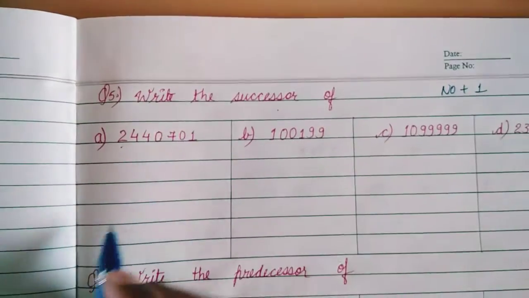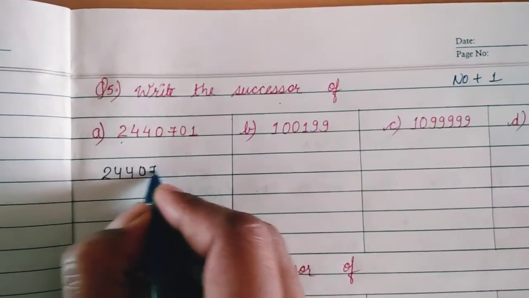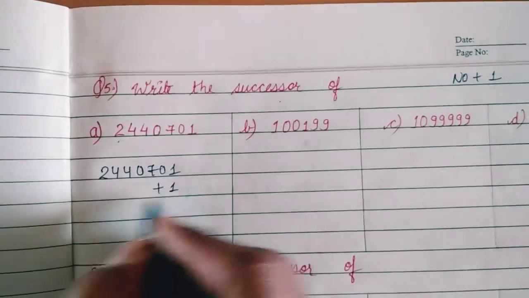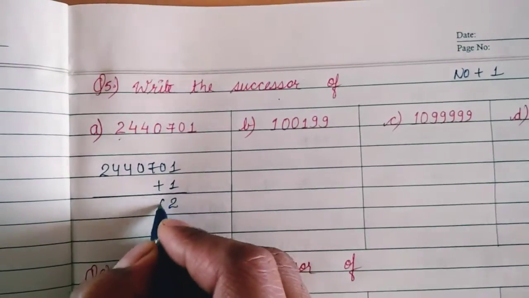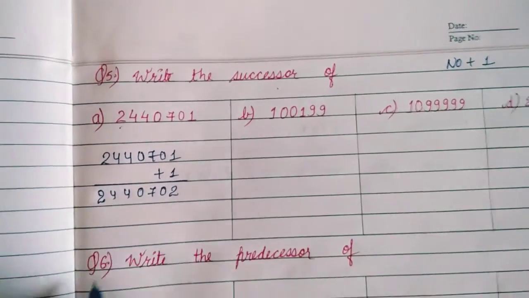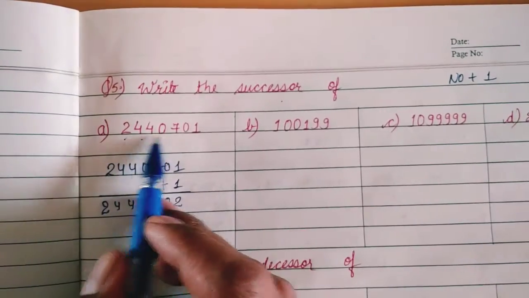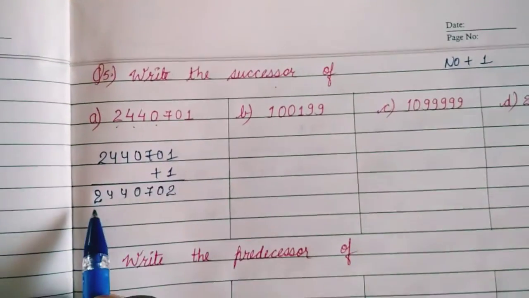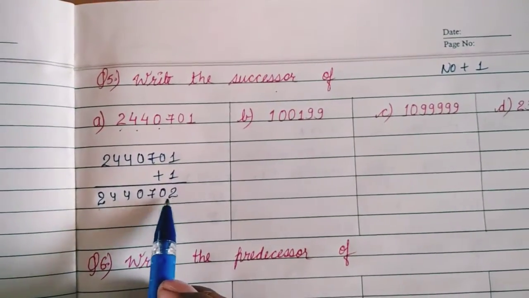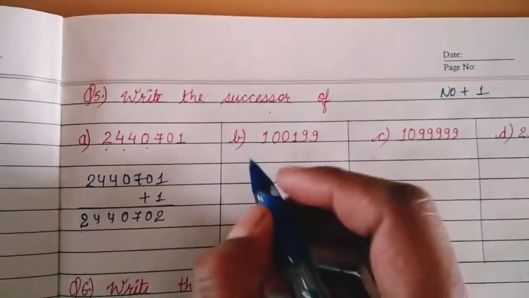So here we have 2440701. In this we will simply add 1. 2440701 plus 1 will give us 2440702. So what we have in the answer? The successor of 2440701 is 2440702.